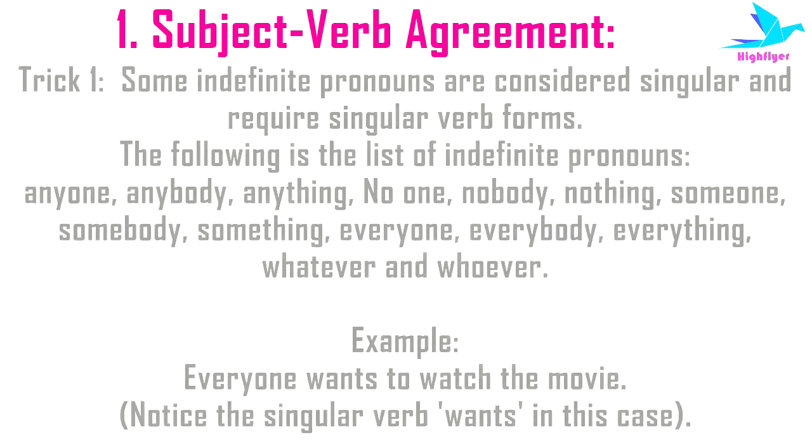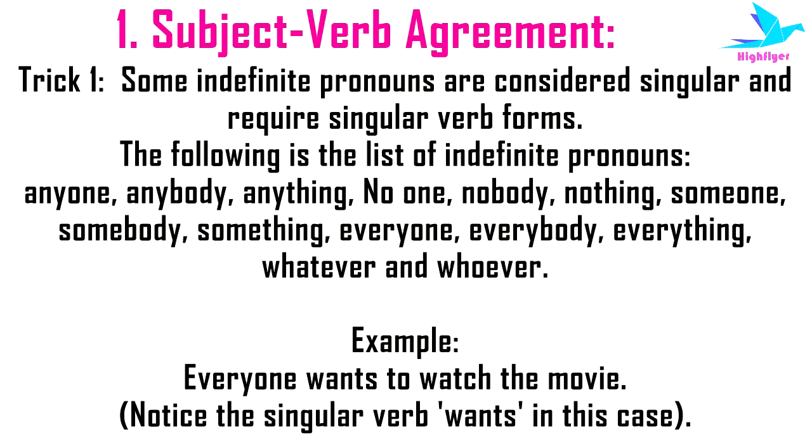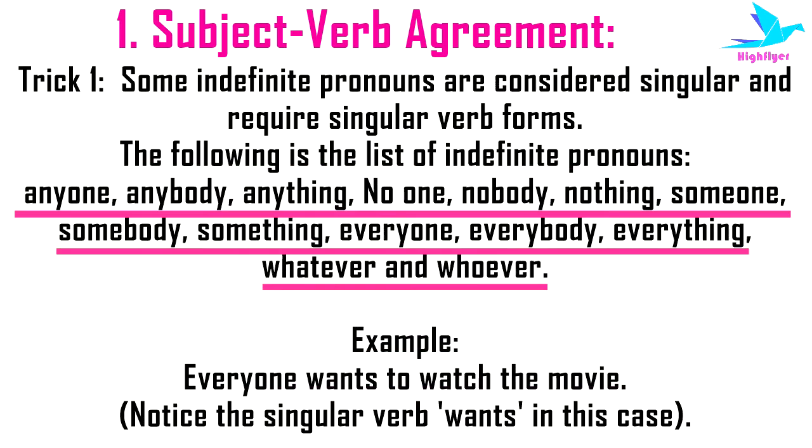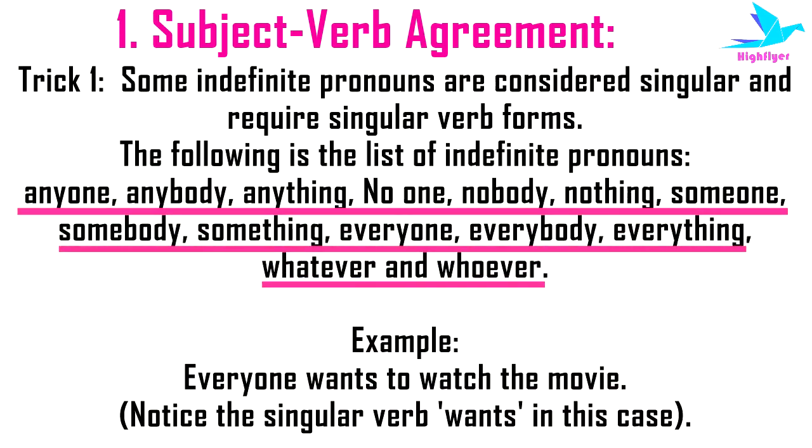Then let's look at some advanced tricks for subject-verb agreement. The first trick says some indefinite pronouns are considered singular and require singular verb forms. Indefinite pronouns like anyone, anybody, anything, no one, nobody, nothing, someone, somebody, something, everyone, everybody, everything, whatever and whoever are all indefinite pronouns and they all require a singular verb form. For example, everyone wants to watch the movie. Notice the singular verb wants in this case.